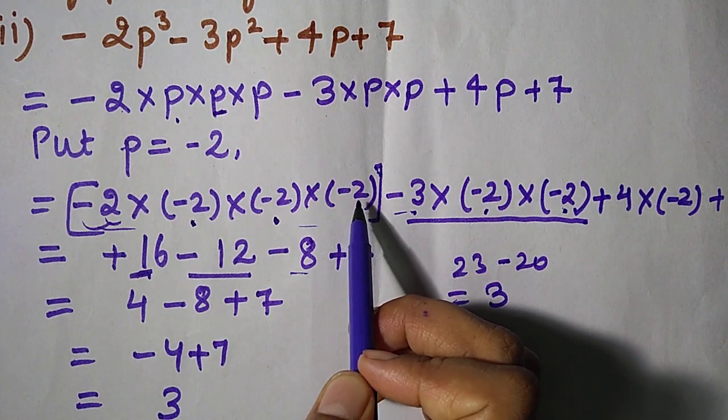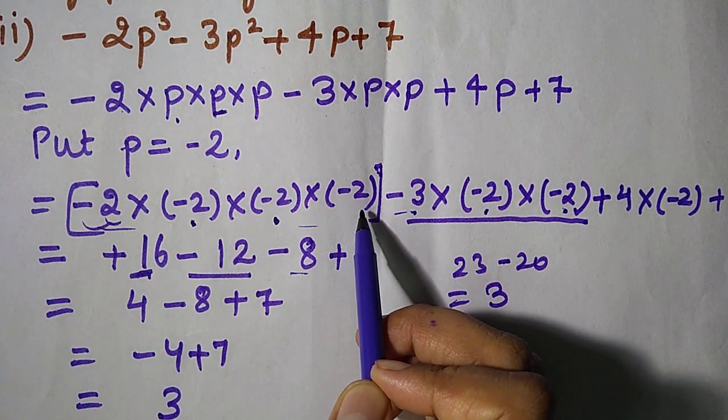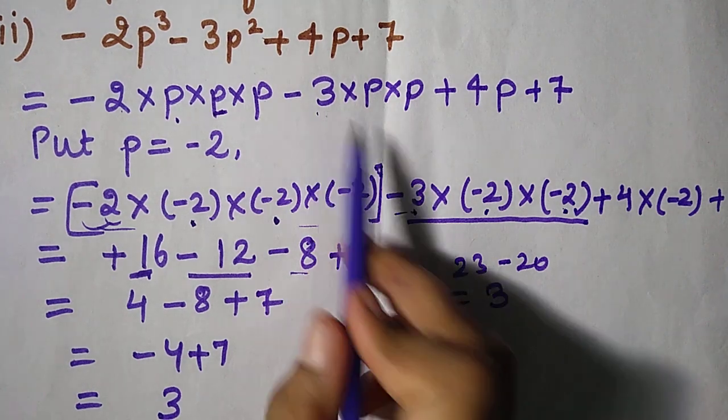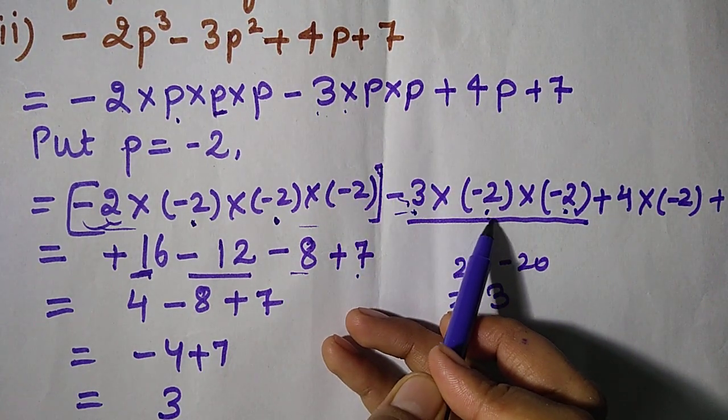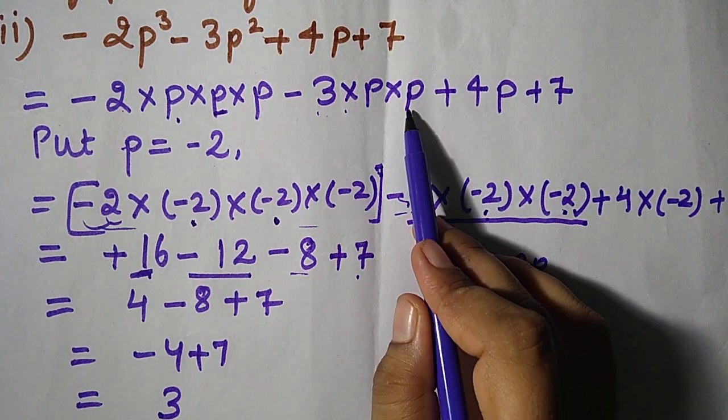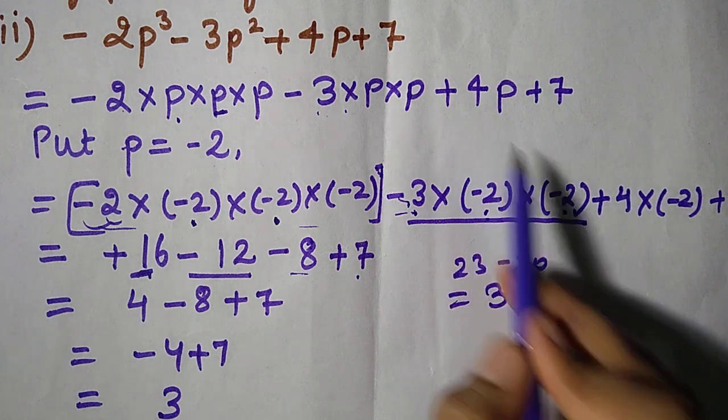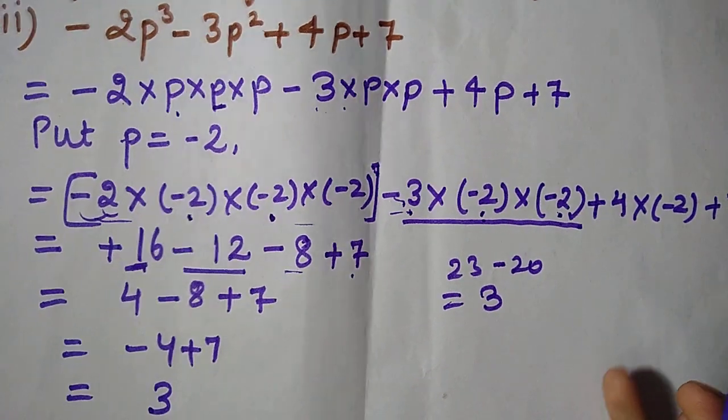Then again in place of p I have put minus 2. Okay, so minus 3 remains the same. Now p, again I have put minus 2, p is minus 2. Then 4 into minus 2 and then plus 7.